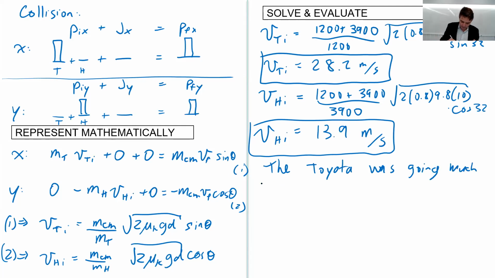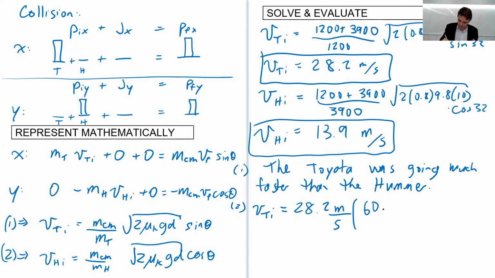So that's not good. I don't know what color the light was, but you can actually right now just say that the V Toyota initial, remember it's 28.2 meters per second.